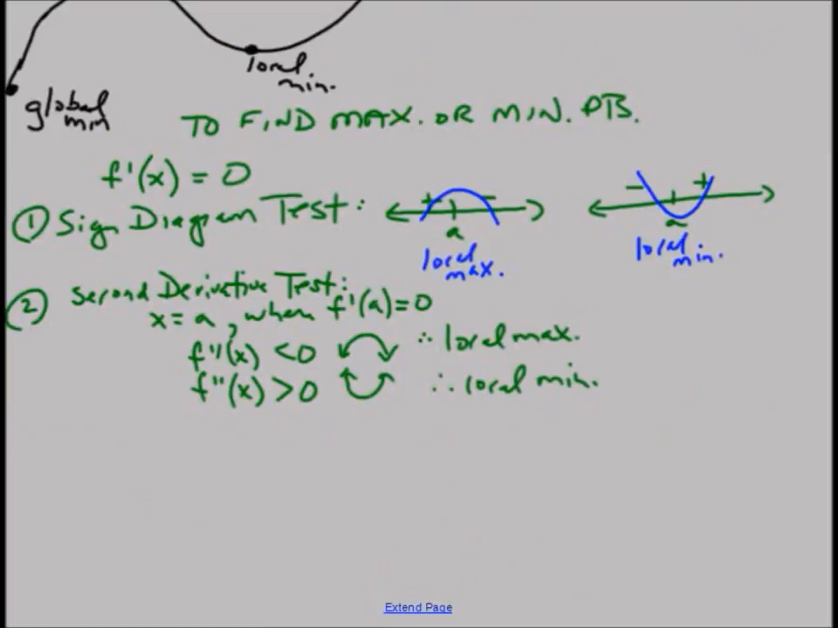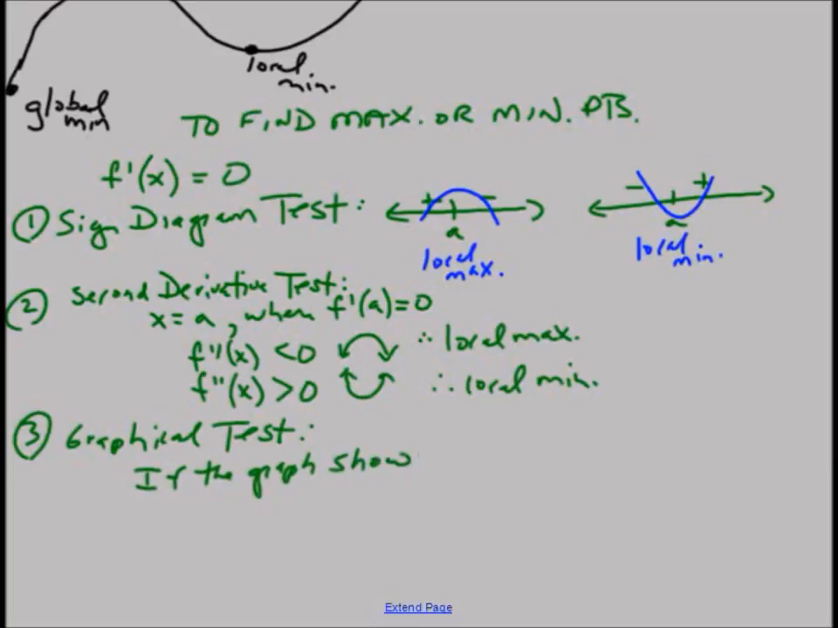The third test, the graphical test. If the graph shows local max or local min. So this shape. And we can see those places on a graph.